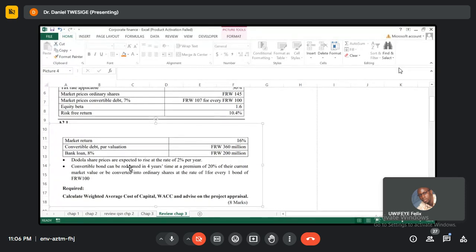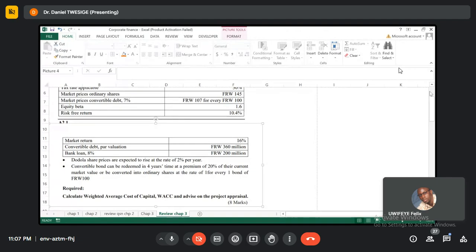So the dollar share price is expected to rise at a rate of 2% per year. That's the growth rate. The convertible debt can be redeemed in 4 years' time at a premium of 20% of their current market value, or be converted into ordinary shares at the rate of 1 for every 1 bond. That's the conversion ratio given. Then it requires us to calculate the weighted average cost of capital, or WACC, and advise on the project appraisal.